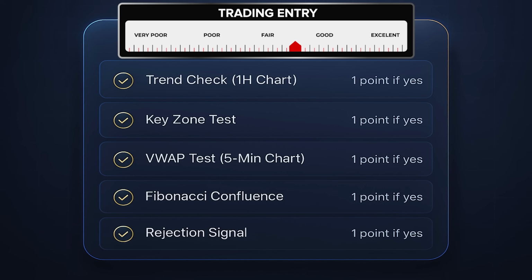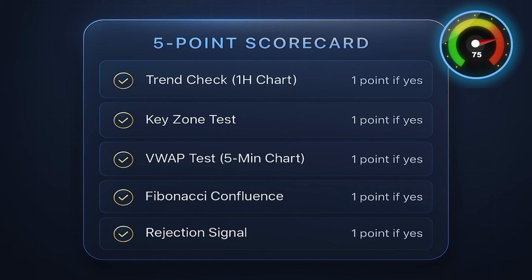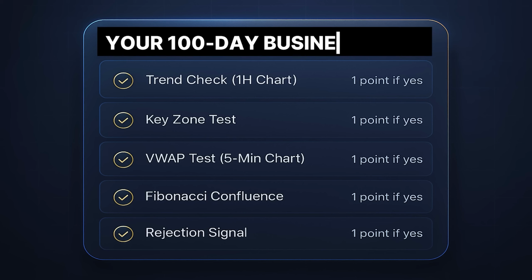Take a screenshot of a perfect 5-point trade setup, print it out, and put it next to your monitor. This is your template for what to look for every single day. If you have 4 or 5 boxes checked, you take the trade. If you have 3 or fewer, you wait. This is your entire business plan for the next 100 days. Your only job is to hunt for this single picture.